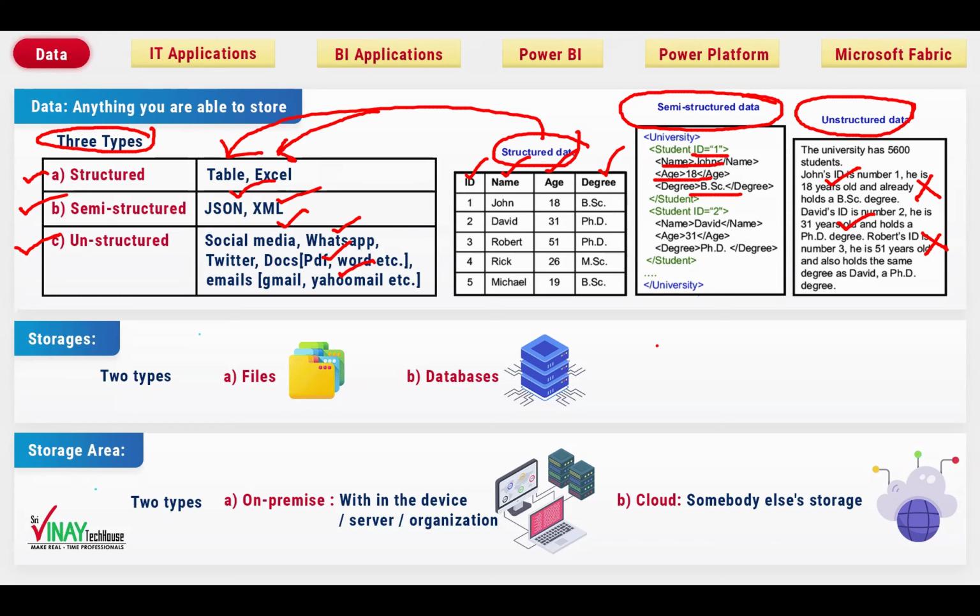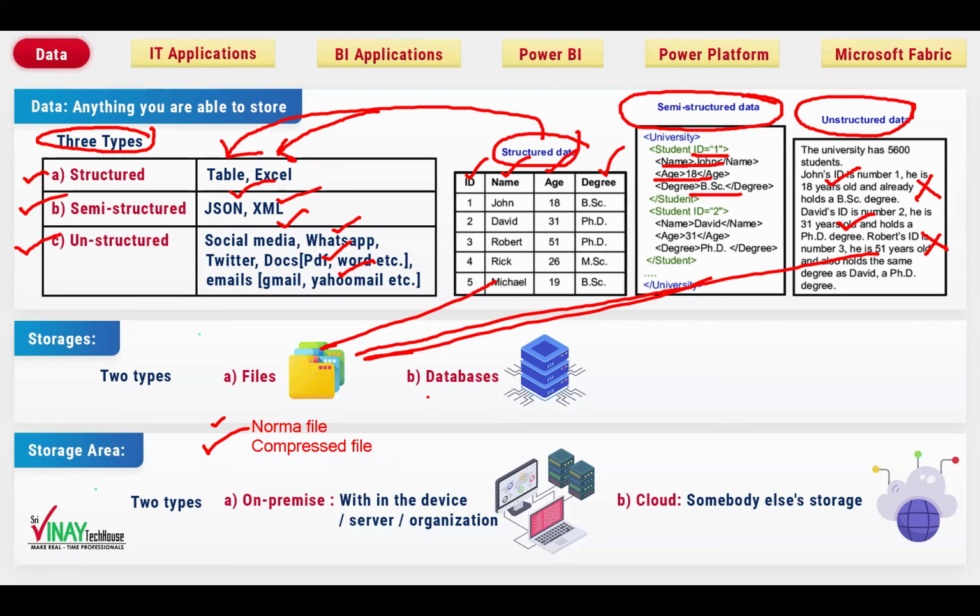Point one. Point two. This data we keep in two places. One is file area. Remember this. And files also have two ways: normal file, compressed file. Remember, more data will be compressed and kept. And this data we keep in databases also, in table format. When more data is available, we compress the data with some techniques and keep it at the file level.